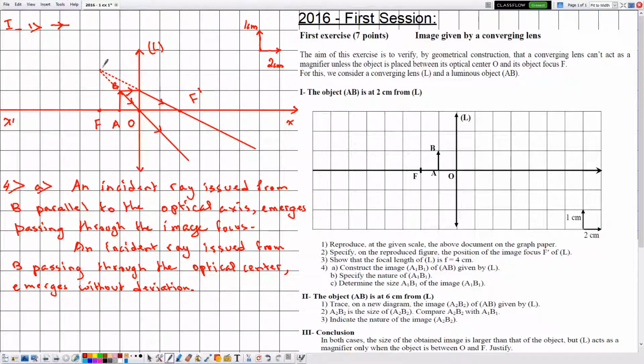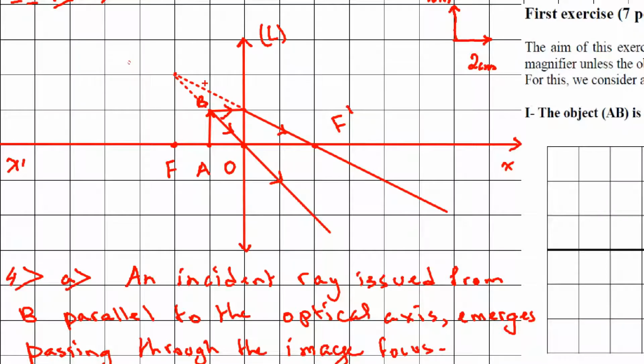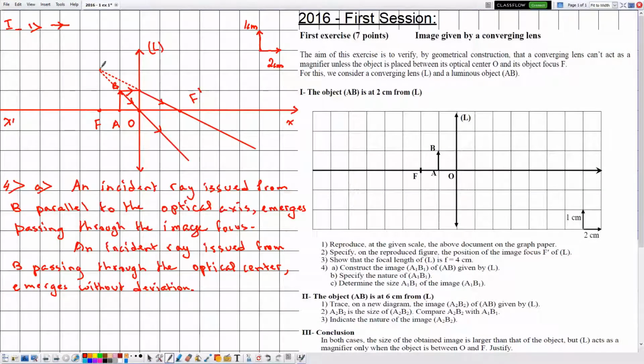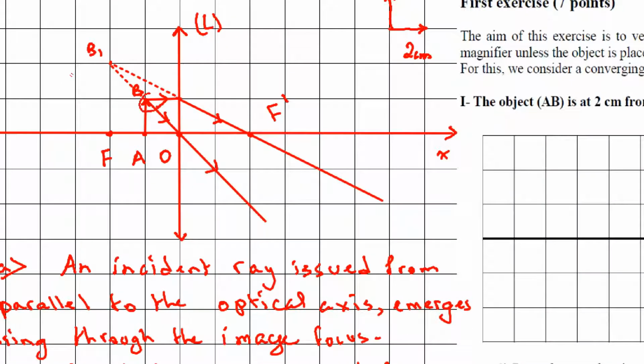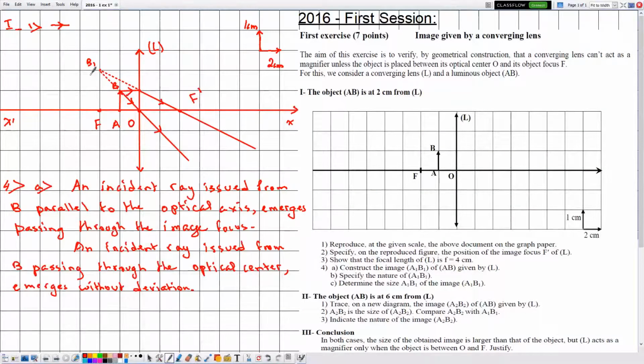So what does this point represent? Always the intersection of the emergent rays or the prolongations is the image of the object. Notice that these two ray prolongations are coming from these emergent rays that are coming from these incident rays that are coming from B. Therefore, this point is the image of B, and it's denoted by B1. Moreover, a hat is found on B directed away from the optical axis, then we must place a hat on B1 directed away from the optical axis like this. This is the hat.